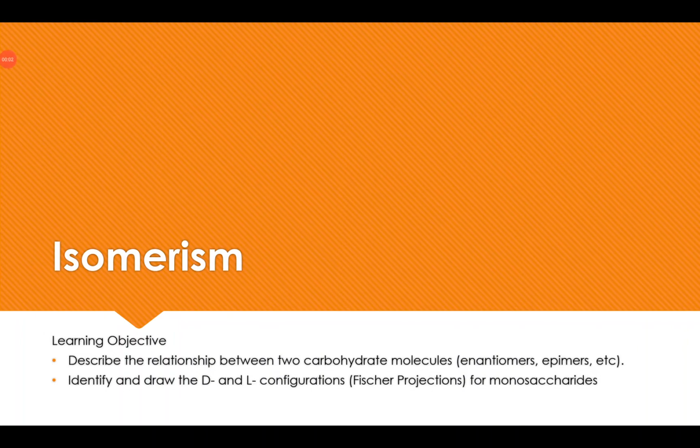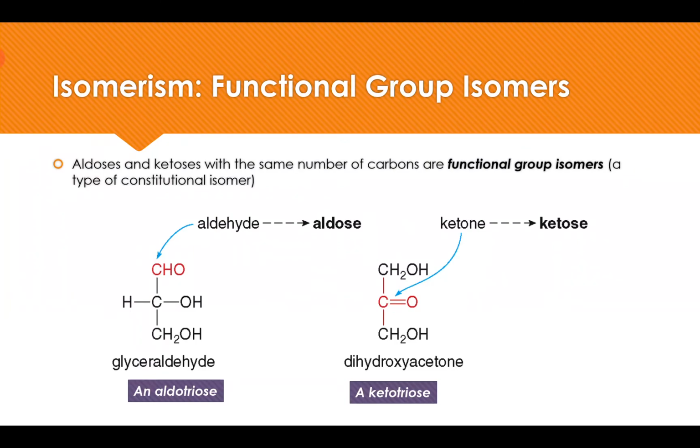In this video, we are going to be talking about isomers and all the different types of isomers possible with our carbohydrate molecules. Isomers are any molecules that have the same chemical formula but are different molecules. We have these two molecules here which have the same number of carbons. These two molecules, we have an aldose, aldotriose, and a ketone triose.